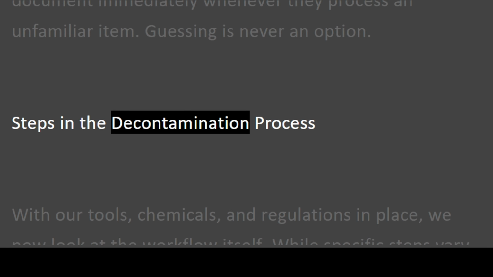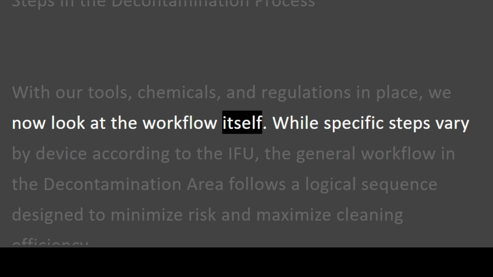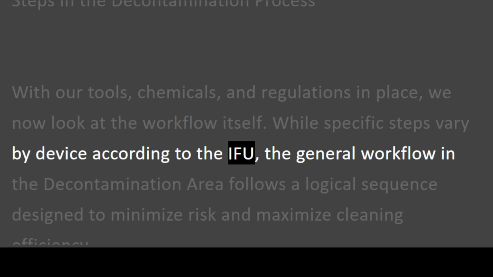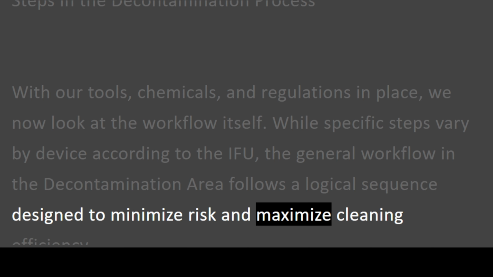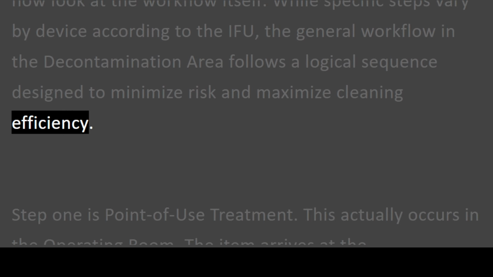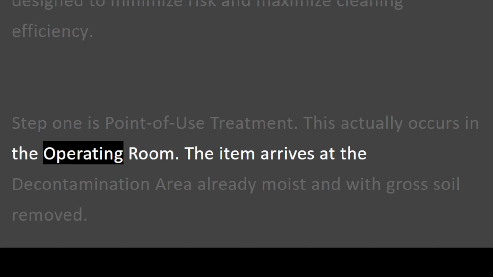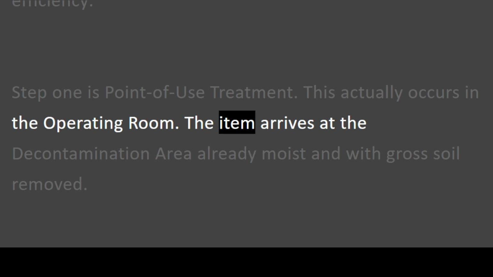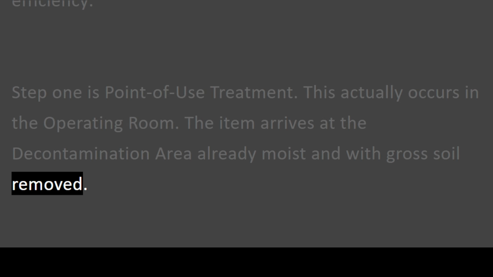Steps in the decontamination process. With our tools, chemicals, and regulations in place, we now look at the workflow itself. While specific steps vary by device according to the IFU, the general workflow in the decontamination area follows a logical sequence designed to minimize risk and maximize cleaning efficiency. Step 1 is point-of-use treatment. This actually occurs in the operating room. The item arrives at the decontamination area already moist and with gross soil removed.